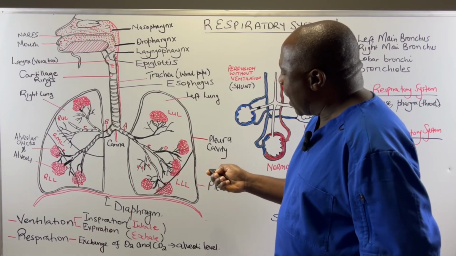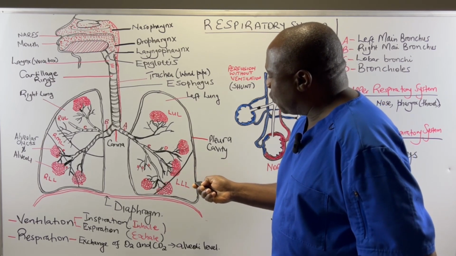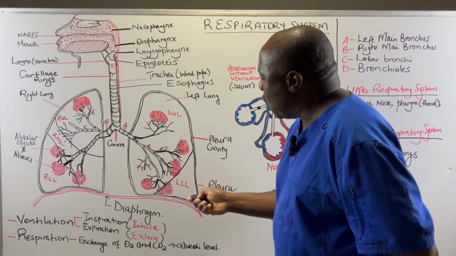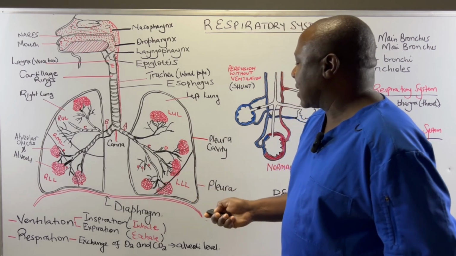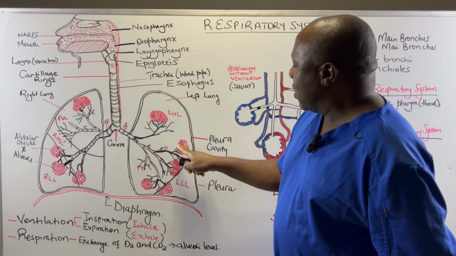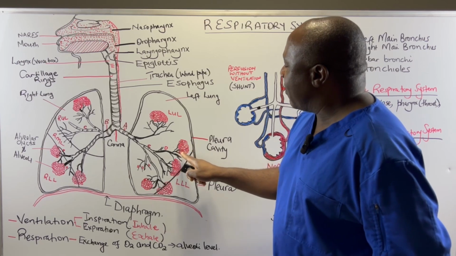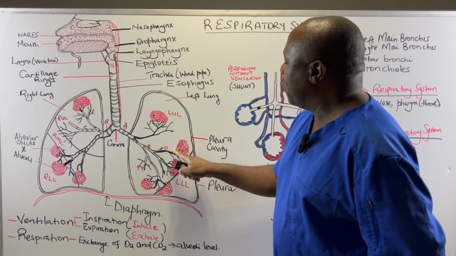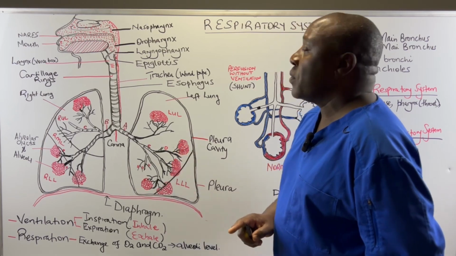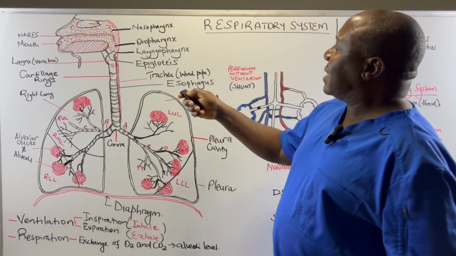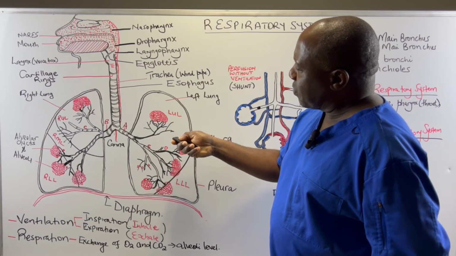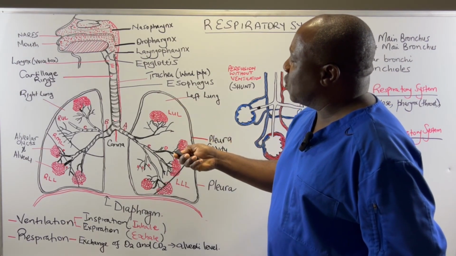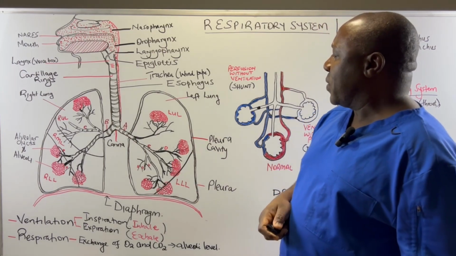Groups of alveoli form alveolar sacs. So we have the alveolar sacs, which are entered by alveolar ducts branching off the respiratory bronchiole. That's how air flows from the upper respiratory system into the lower respiratory system.